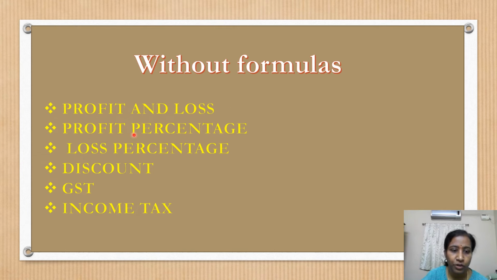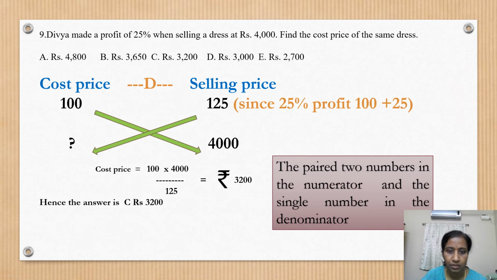Now coming to profit and loss, profit percentage kind of problems without formulas. Divya made a profit of 25% when selling a dress at rupees 4,000. Find the cost price of the same dress. Now you would have used formulas like selling price equal to cost price into 100 divided by 100 plus profit percent, or cost price into 100 divided by 100 minus loss percent, etc. Now we are not going to use any formula, so don't bother about memorizing the formulas.